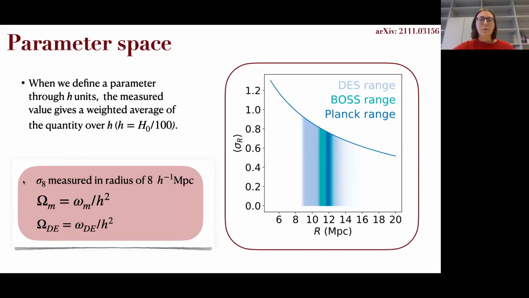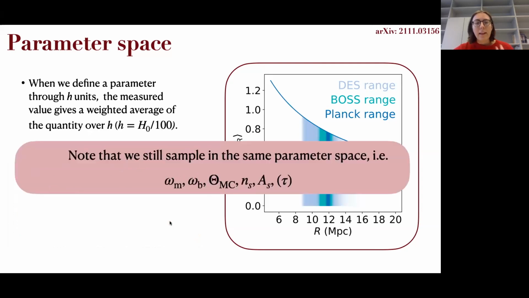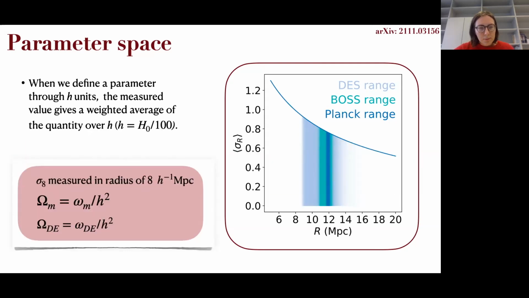I explained this for sigma 8, but we have similar issues when using any other parameter defined through h, so also the relative matter or dark energy densities. And therefore, oh, I skipped a slide.